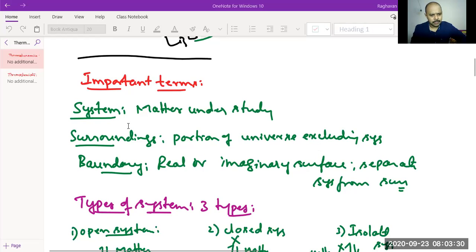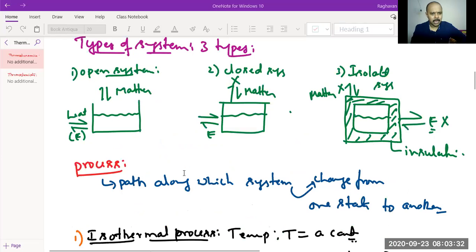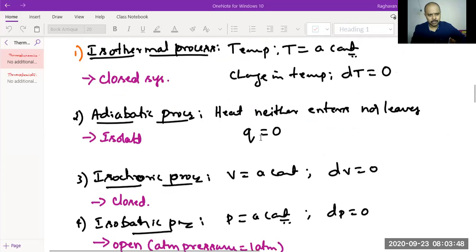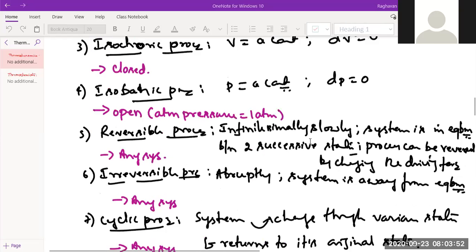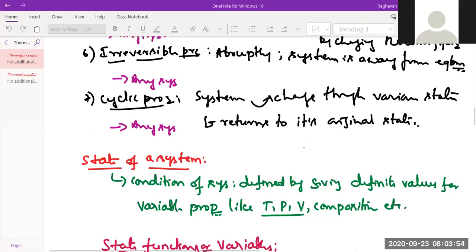So system, surrounding, boundary and types of system: open, closed, isolated conditions. If both matter and energy are exchanged, open; neither matter nor energy, isolated; only energy, it is closed. Okay. So process, different types of processes: isothermal, adiabatic, isochoric, isobaric, reversible, irreversible, cyclic, right?